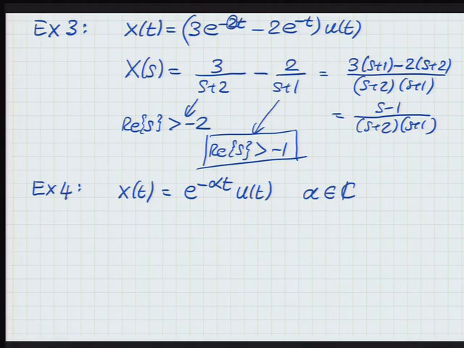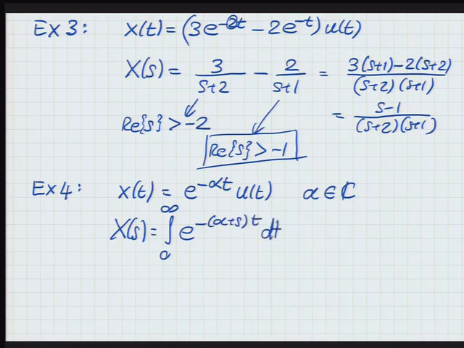It really is the same derivation, right? So, again, you're looking at the integral from 0 to infinity, e to the negative alpha plus s t dt, right? And it's going to give you 1 over s plus alpha, as we discussed in one of the previous examples, provided that e to the negative alpha plus s t is going to 0.